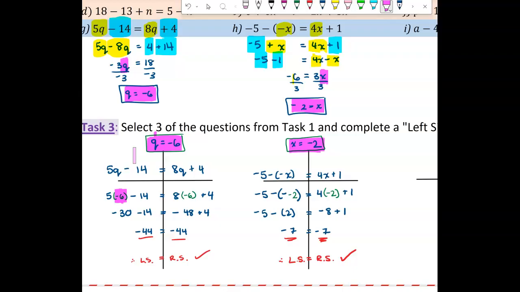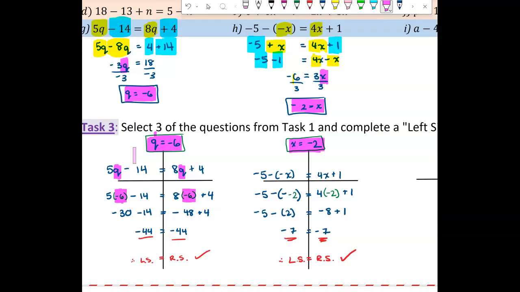On the right side, there's my q. So every time I see a q, I substitute that with -6. The 8 is being multiplied by the q up here in the question, so 8 is being multiplied by -6 here, plus 4, so it becomes -48 plus 4, which ends up being -44. So my left side value was -44, my right side value was -44, so therefore I've just checked that q is equal to -6 in this question. Therefore I just write a concluding sentence: therefore, left side equals right side.